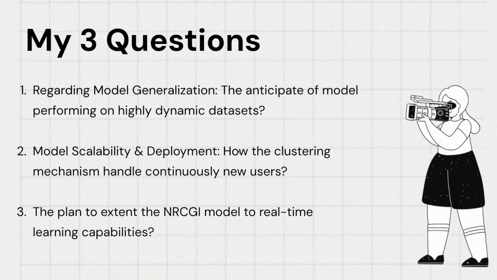And my third question will be regarding the future deployment. Are there any plans to extend the NRCGI model to incorporate real-time learning capacity that would allow it to update its predictions based on new data without full retraining? If so, how might this affect the model efficiency and accuracy?